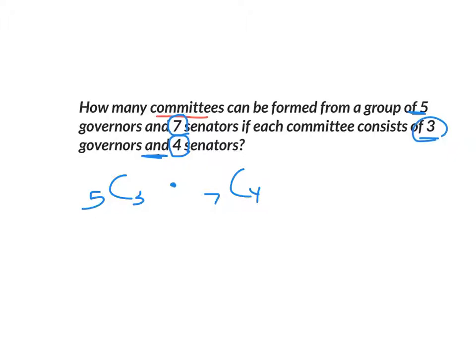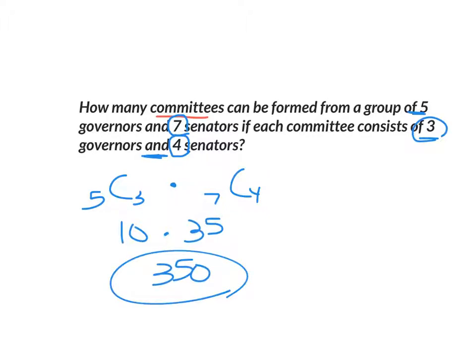All right, same thing. So 5C3, that's 10. 7C4, I see 7, 6, 5 over 3, 2, that'd be 35. So altogether, there'd be 350 different committees from 5 governors and 7 senators, if you must have 3 and 4 of each. So you're going to see a lot of problems probably like that tomorrow. So if you need to stop it or whatever, do that.